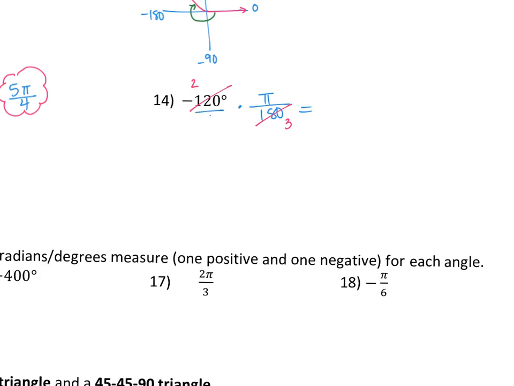And you could put this over a 1 if that makes you more comfortable with dealing with fractions. But if you multiply straight across, negative 2 pi would be the top. And then the bottom here is 1 times 3, which is just 3. So this is negative 2 pi over 3 as my angle.